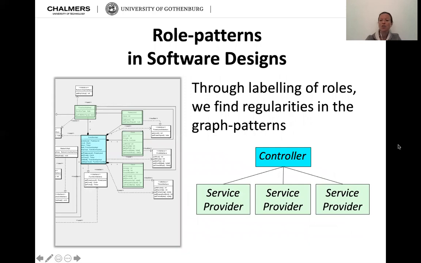And here, just a little bit more visual representation. When you look at role patterns in software designs, then through the labeling of roles, we can find regularity in the graph patterns. So for example, in that class diagram on the left here, the function's implementation, the blue one, that's the controller. And then we have several service providers highlighted in green. So the power level, the clock, the timer, and the function key implementation.